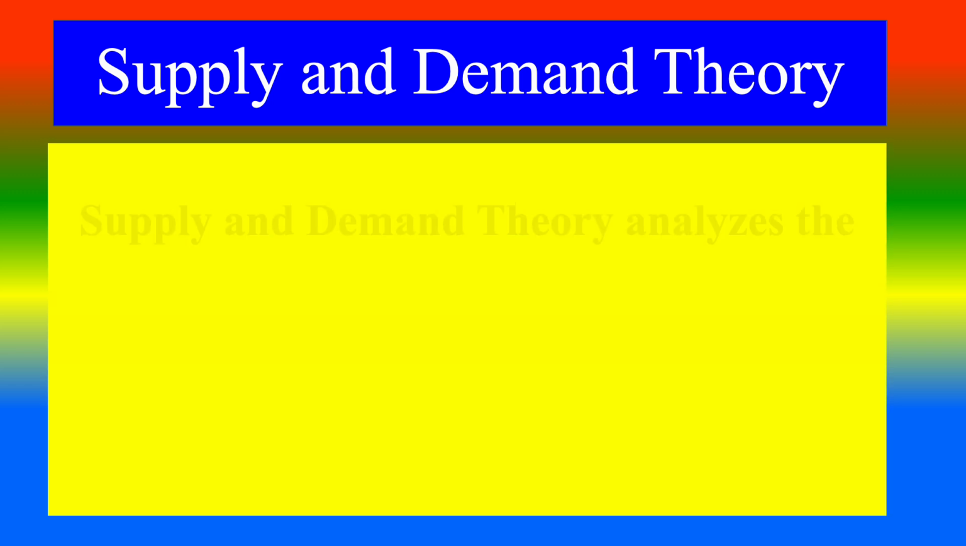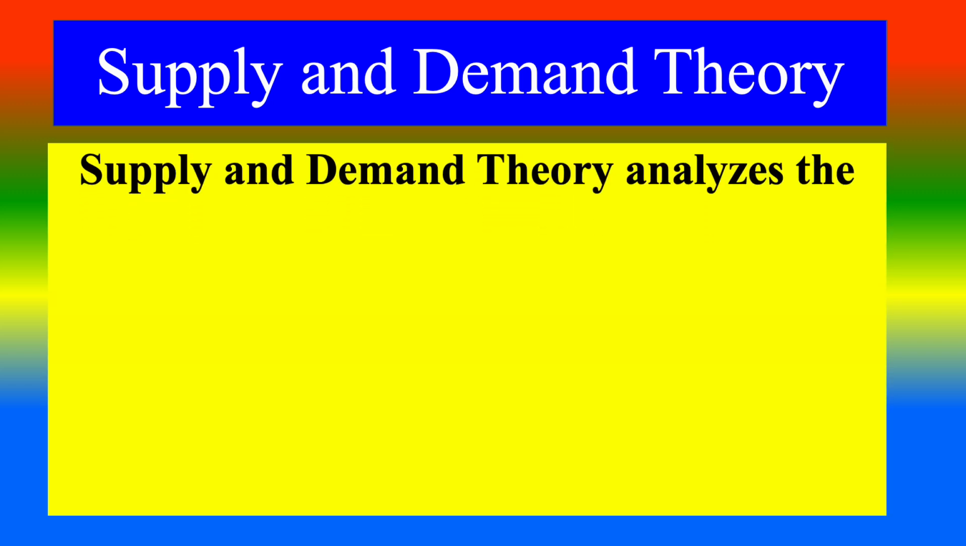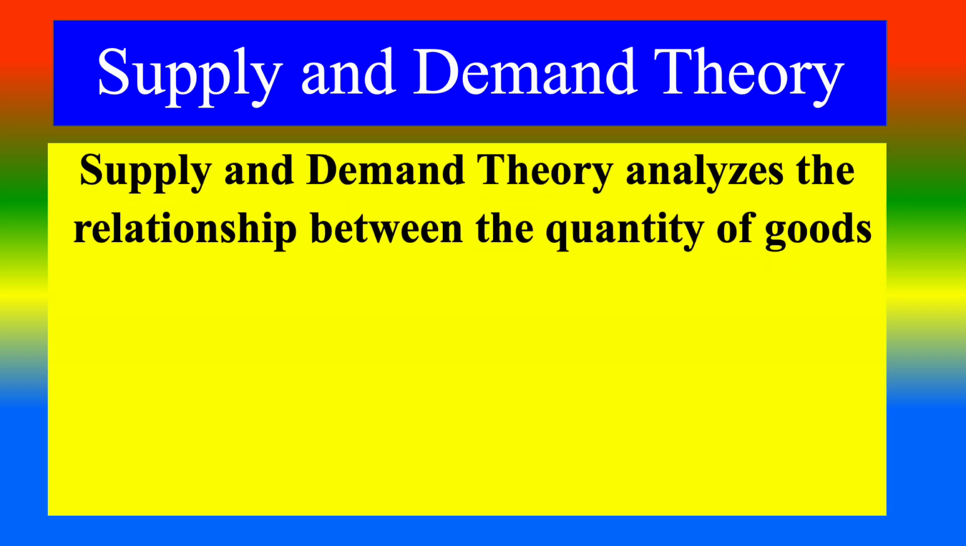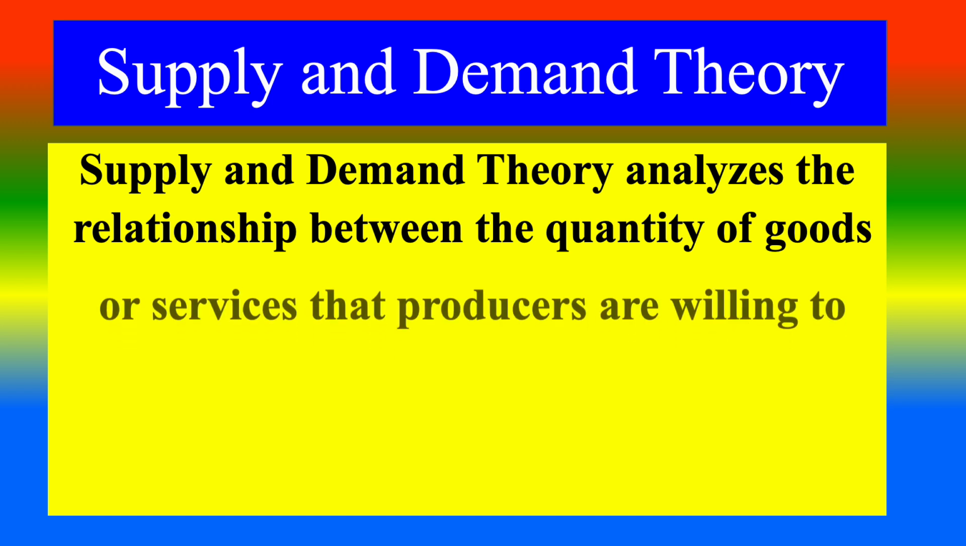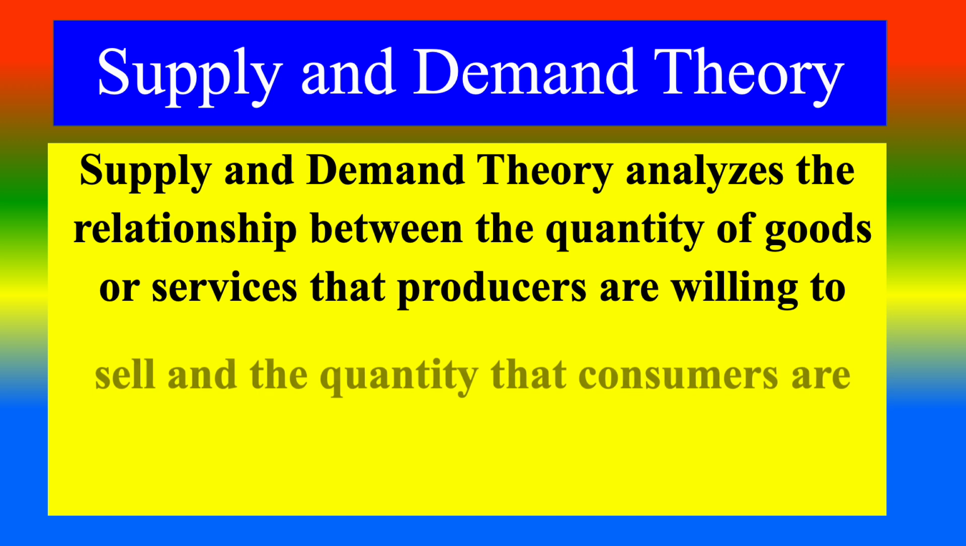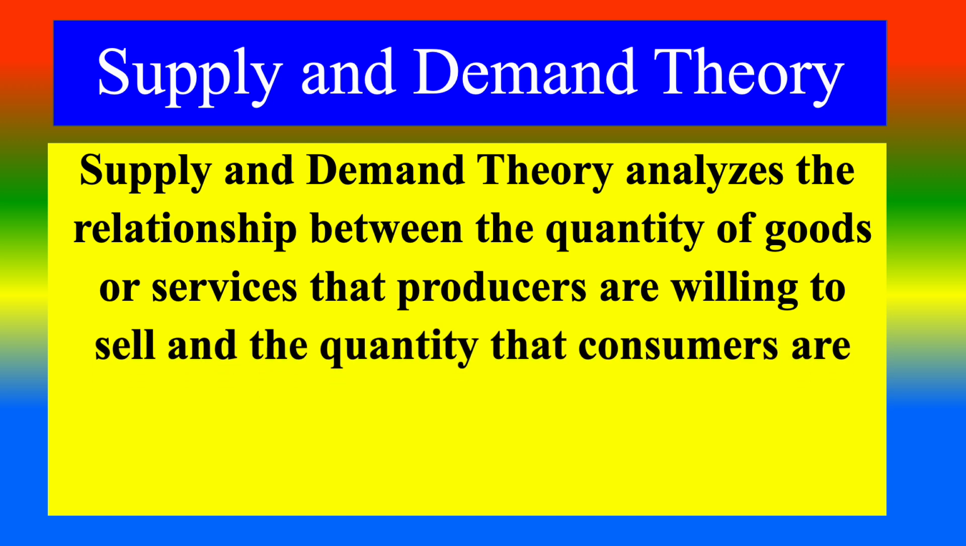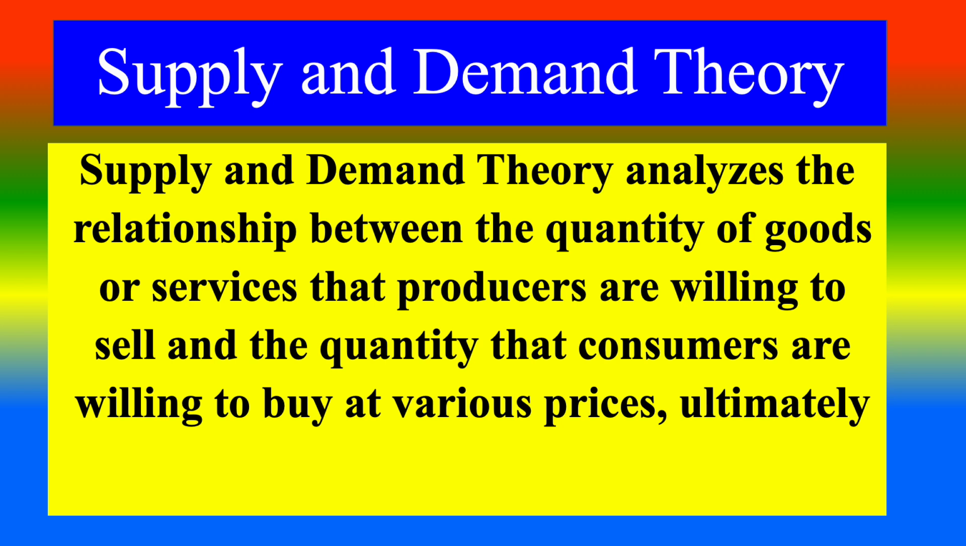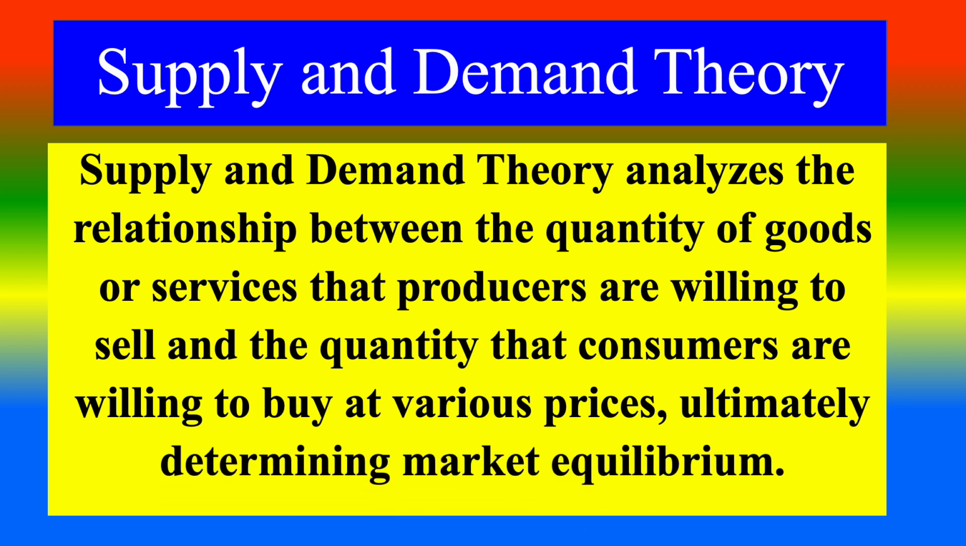What is supply and demand theory? Supply and demand theory analyzes the relationship between the quantity of goods or services that producers are willing to sell and the quantity that consumers are willing to buy at various prices, ultimately determining market equilibrium.